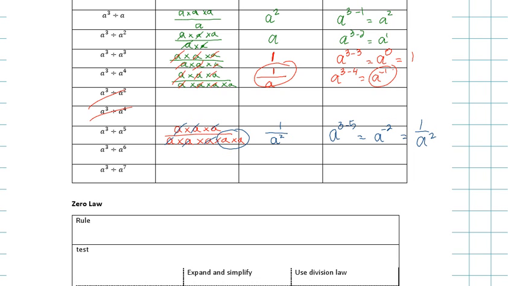So let's take the last one here. 3 minus 7, what do I get? A to the power of what? Negative 4. How will I write it as a positive exponent? 1 over a to the power of 4.